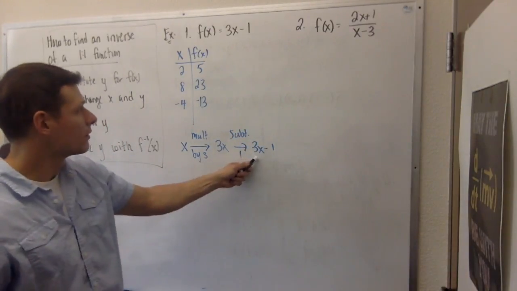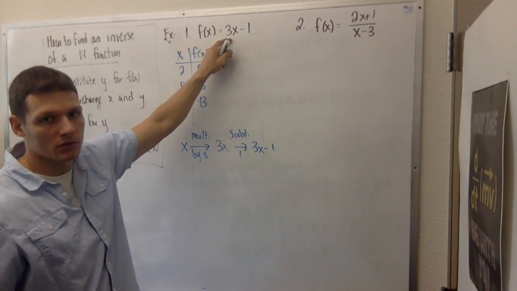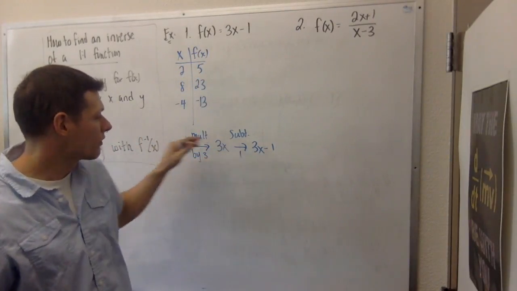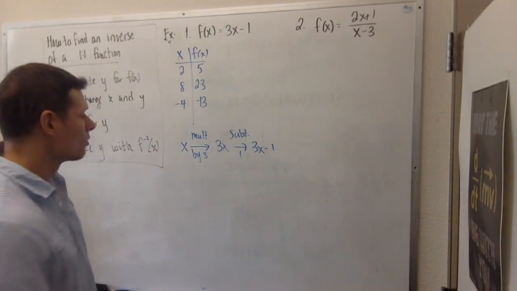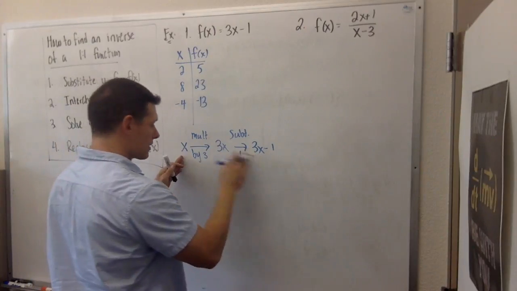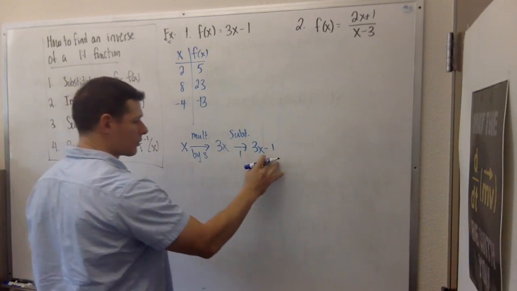Well, I subtracted 1, right? Put into 2, 3 times 2 is 6. Minus 1 gave me 5. So if I put in 2, it gave me 5. Well, this is going from this component, x, to this first input to this output, 3x minus 1.